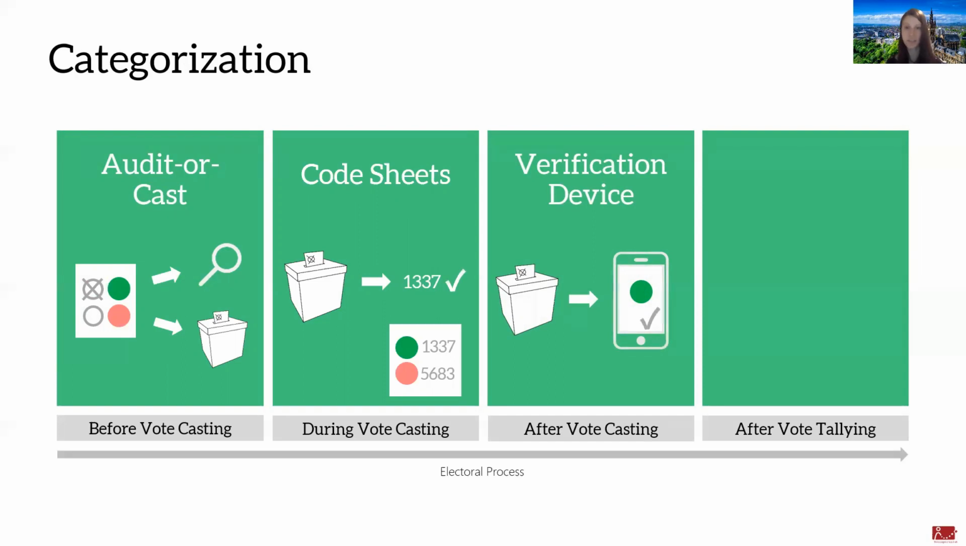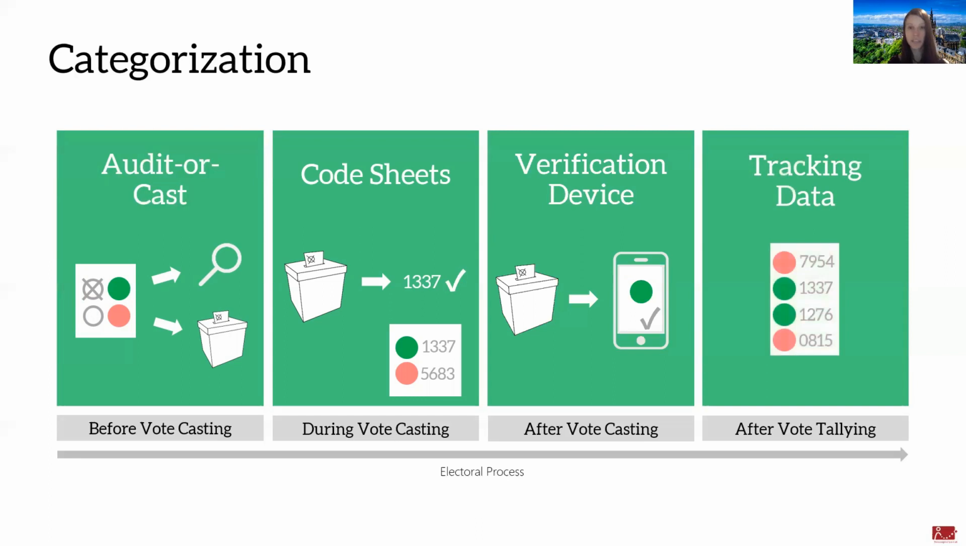The last category we denoted as tracking data. This is done after vote tallying, so after the results have been announced. The results are announced together with a list of clear text votes and so-called trackers. Each voter has an individual tracker and they can use it to identify their vote. So here our tracker is 1337 like earlier, and we know that this is our green vote, so everything is all right.